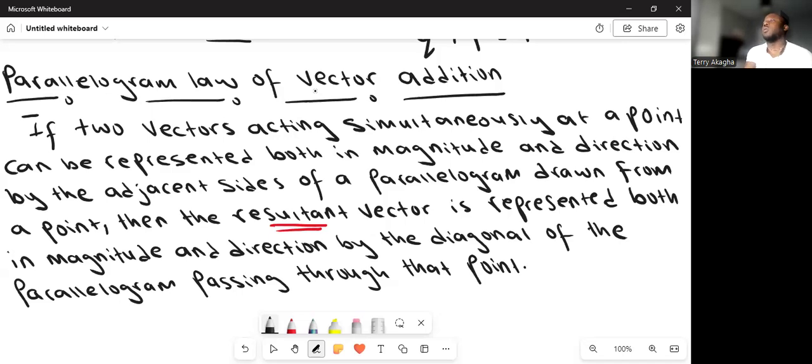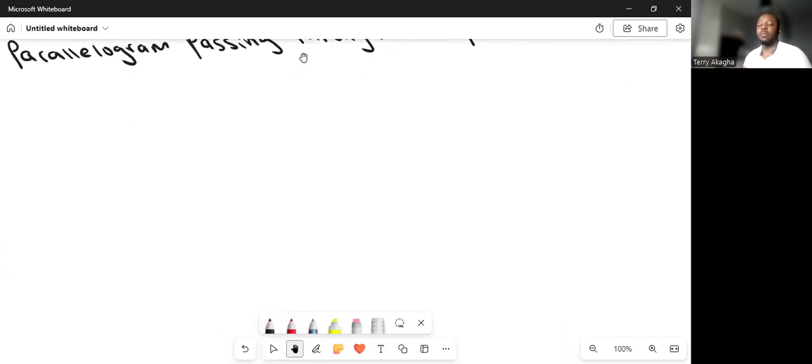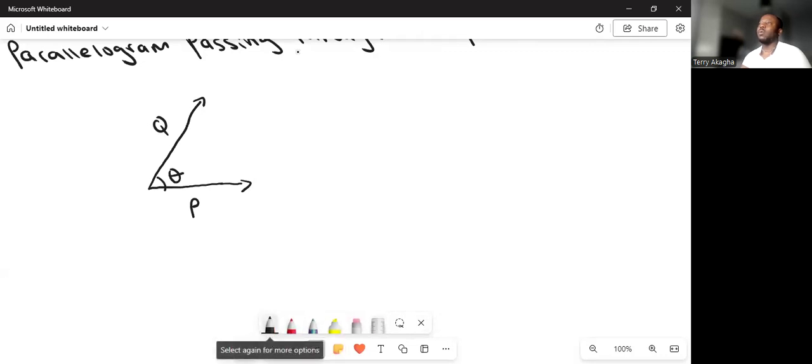Okay, so let's see if we can show this in diagrams. Same thing. Let's assume we have a particular vector, let's call this P, okay? And let's call this Q. Let's assume that they have an angle here, theta. Is that making sense?